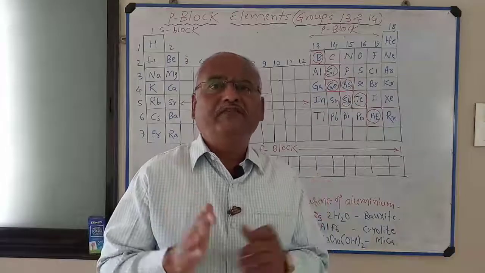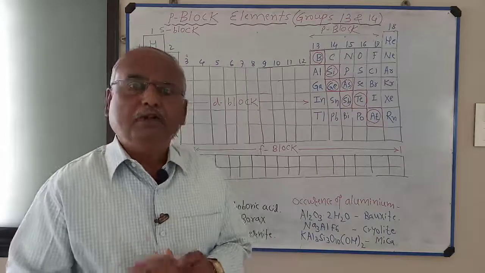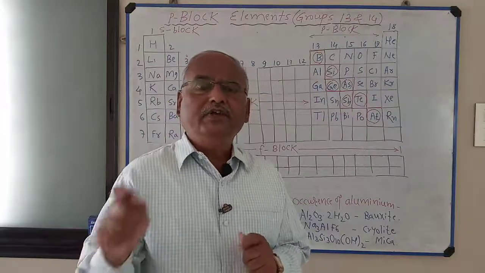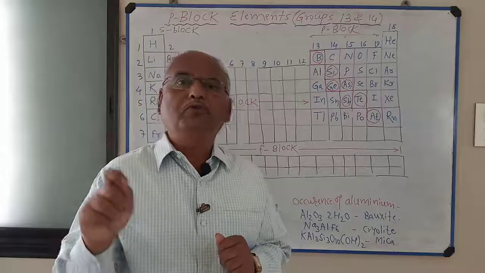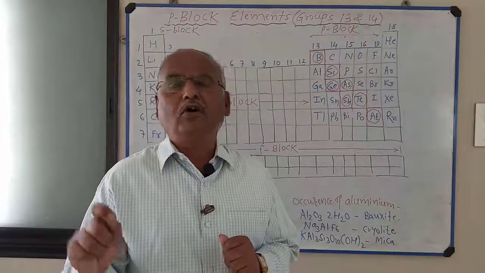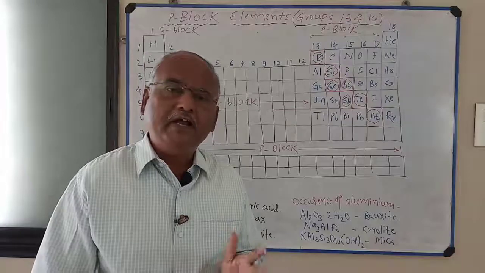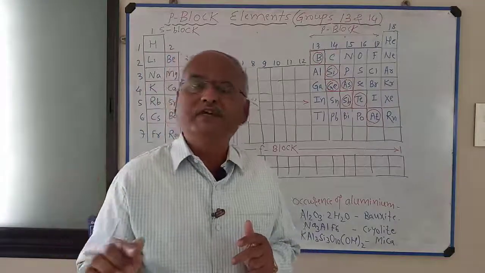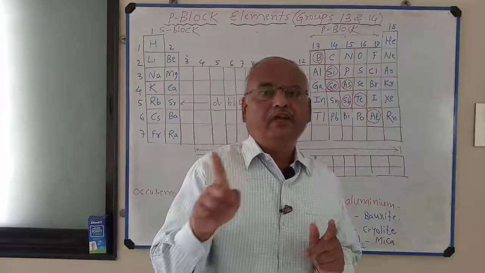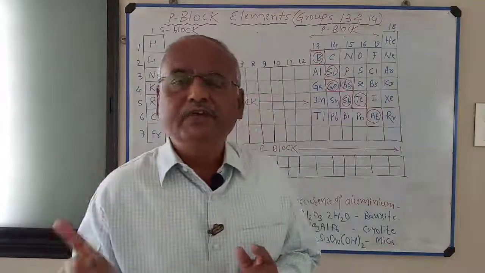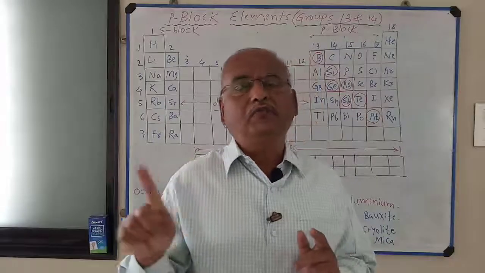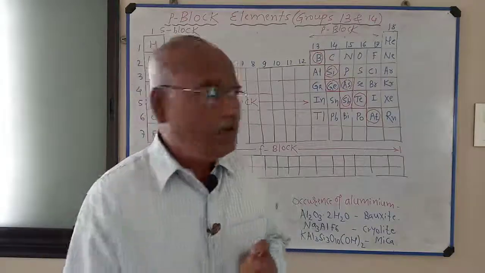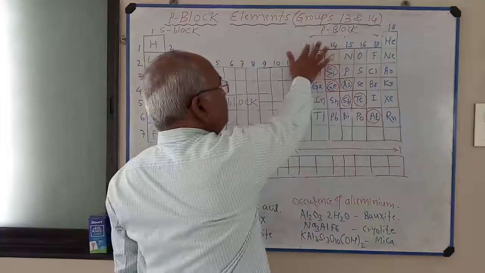What is the definition of p block? The elements in which the last electron enters the p orbital of the outermost shell of the atom are called p block elements. I repeat once again, the question may be asked, what are p block elements? The elements in which the last electron enters the p orbital of the outermost shell of the atom are called p block elements.